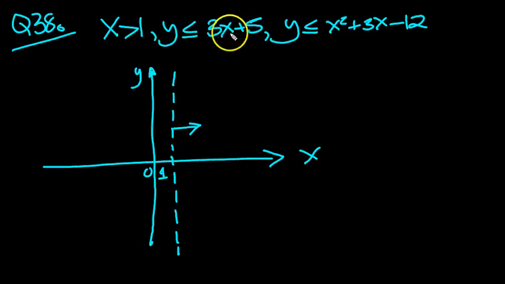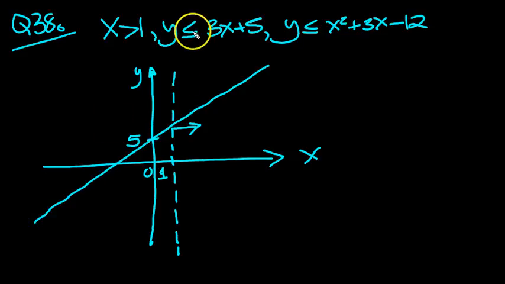Underneath and going up to and touching 3x plus 5. So I'm going to mark off 5 here. And I'm going to scale my y-axis down and put 5 there. And 3x, I'm going to draw it like so. So let's draw that then. That's the line. Notice I did a solid line because it was less than or equal to. So this is that line there.